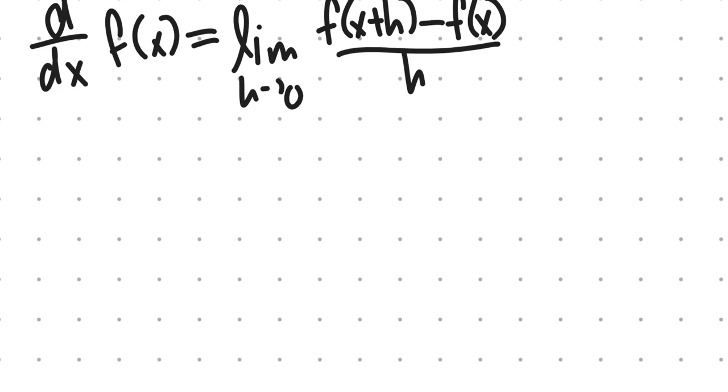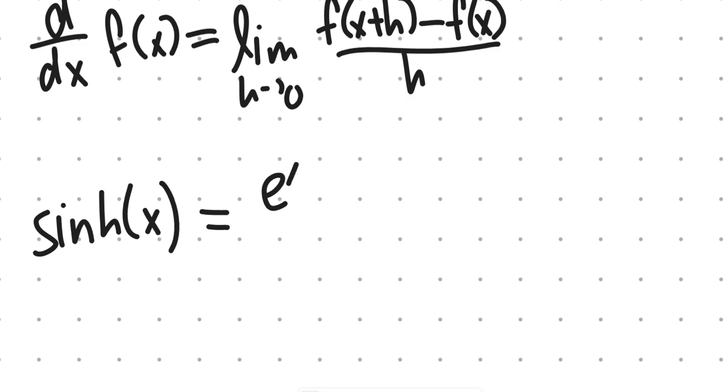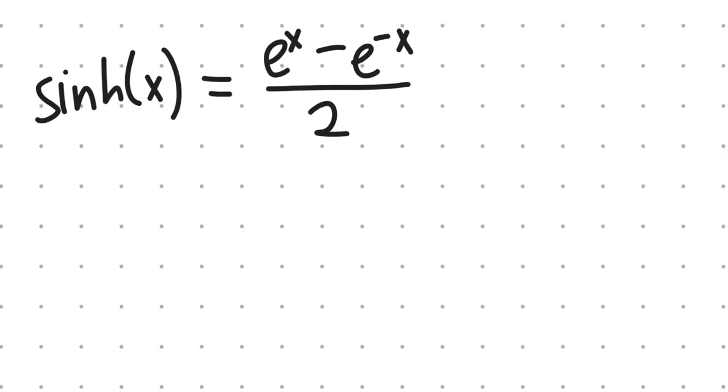That's why I would like to use another way of writing sinh of x using the exponential function e to the x. It states that sinh of x, the hyperbolic sine of x, is equal to e to the x minus e to the negative x, over 2. Now we can use this fact to put all of this into our limit. So sinh of x plus h will be equal to e to the x plus h minus e to the negative x plus h, and so on.